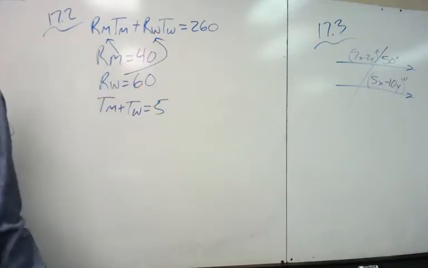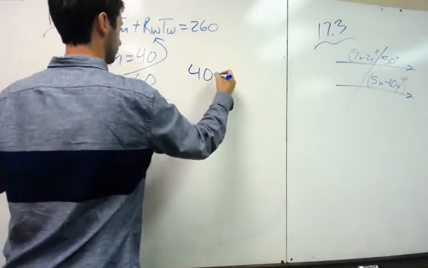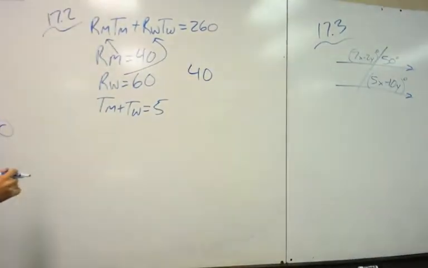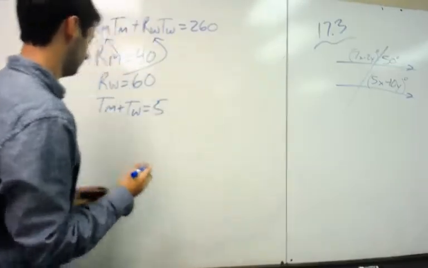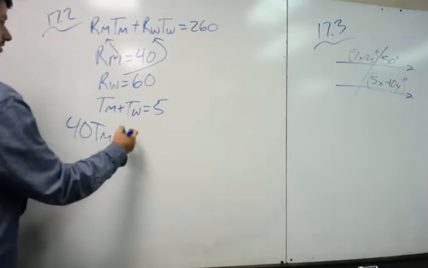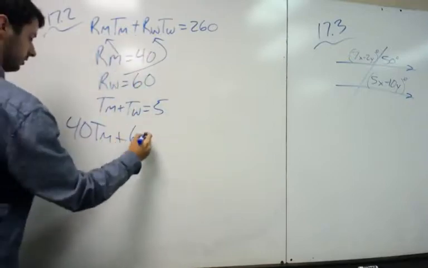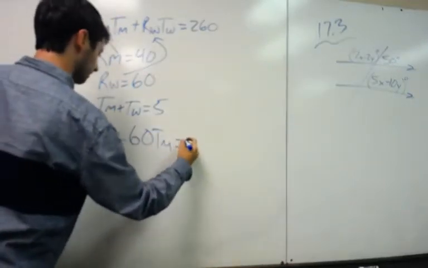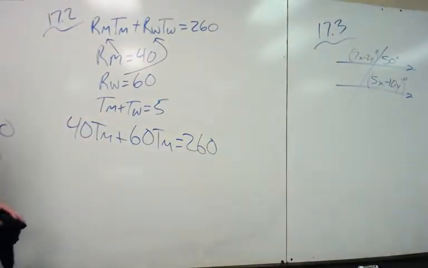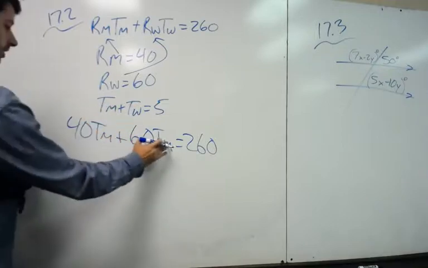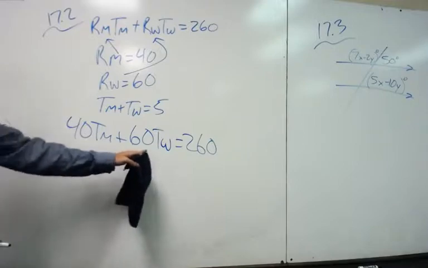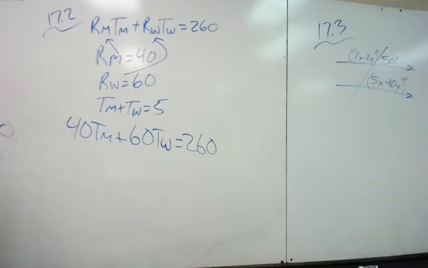So we get 40. I'm going to need a little more space. I'm going to write it down here. 40 Tm plus 60 Tm equals 260. So that's where we're at right now. Oh, not Tm, Tw, sorry. Now we cannot solve yet because we have 2 variables. Can only have one variable to solve.